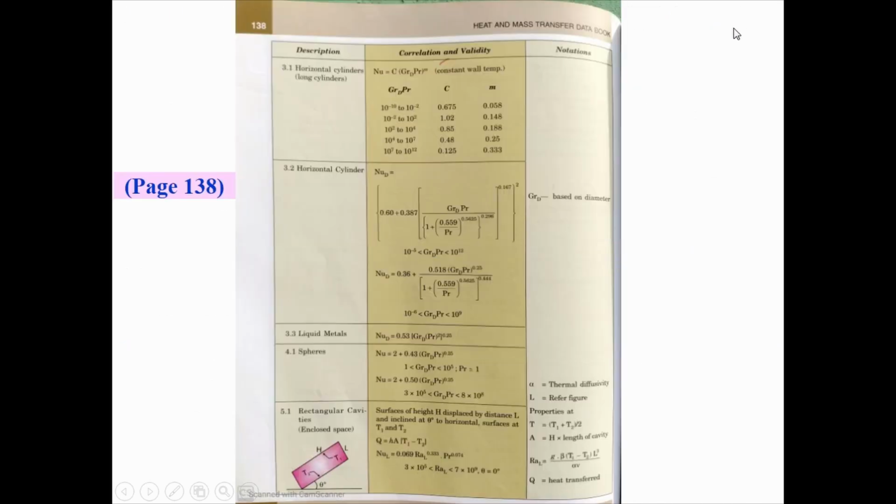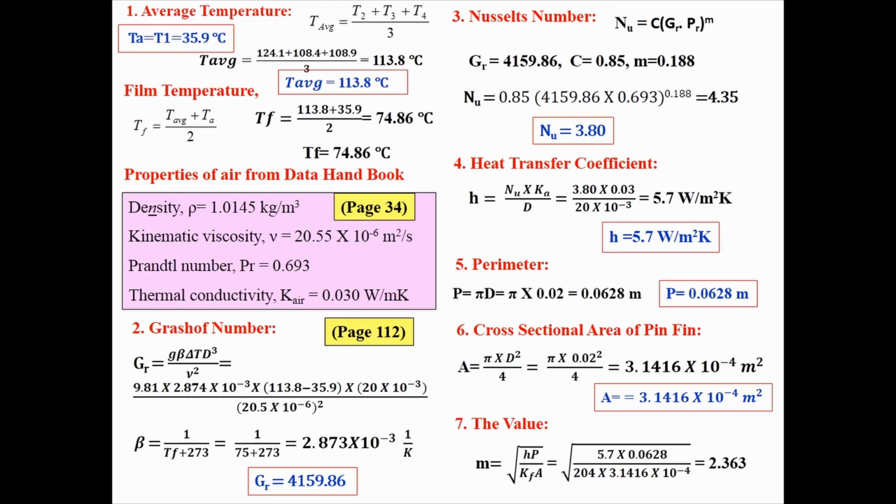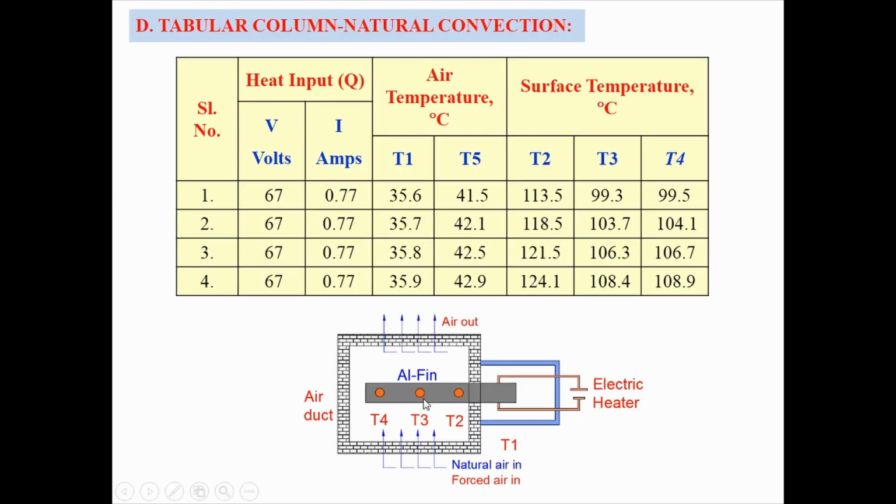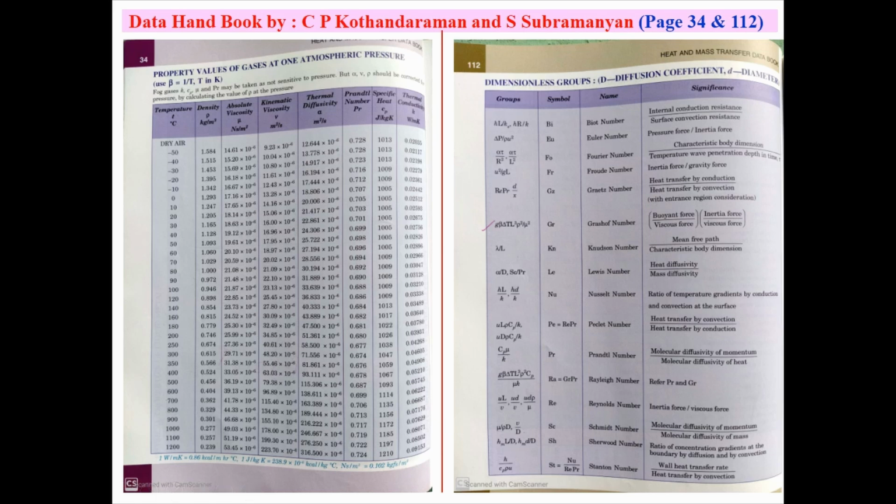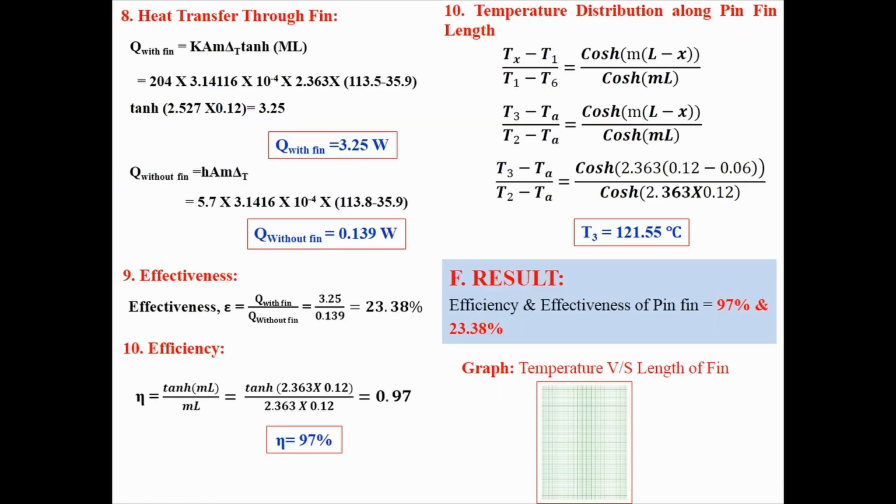Thereafter we can calculate the temperature distribution along the fin. That means if I want to calculate the temperature at this particular point, the test length of the pin is 120 mm. If I want to calculate the temperature at the center point, that is T3, what will be the distance? That is half, is it right? At the center, 120 divided by 2, that is 60 mm. Then 60 by 1000, you will get 0.06, that is the length is 0.06.